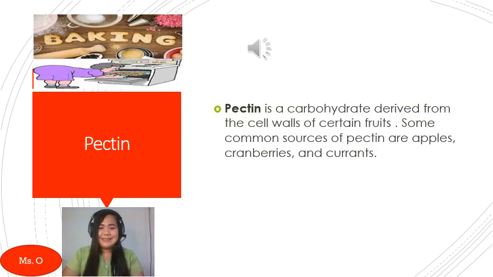Pectin. Pectin is a carbohydrate derived from the cell walls of certain fruits. Some common sources of pectin are apples, cranberries, and currants.